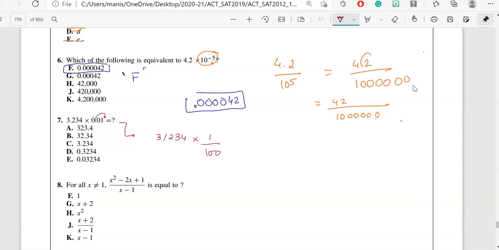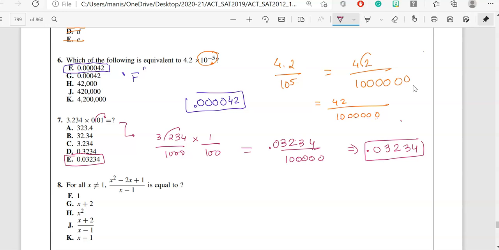So now, as you can see over here, I can again do the same thing that I did in the previous question. So I'm left over with this: 3,234, 100,000. Now I have to put the decimal: 1, 2, 3, 4, 5. 1, 2, 3, 4, and I put one more over here, 5. So my final answer is what? 0.03234. That's my answer. Yes, answer choice E is the correct answer for this question.